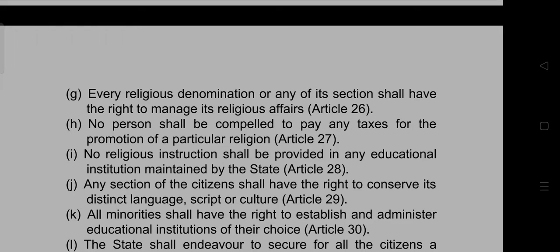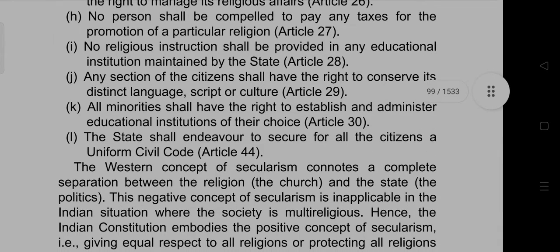Article 27. I. No religious instruction shall be provided in any educational institution maintained by the state. Article 28. J. Any section of the citizens shall have the right to conserve its distinct language, script, or culture. Article 29. K. All minorities shall have the right to establish and administer educational institutions of their choice. Article 30. L. The state shall endeavour to secure for all citizens a uniform civil code.